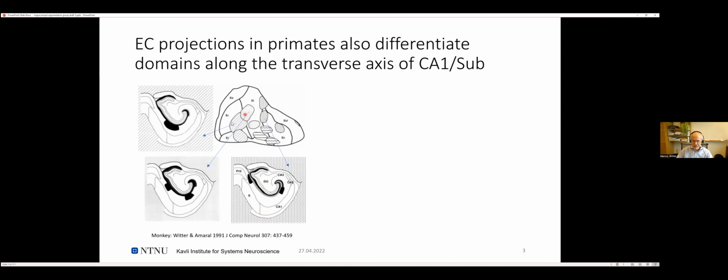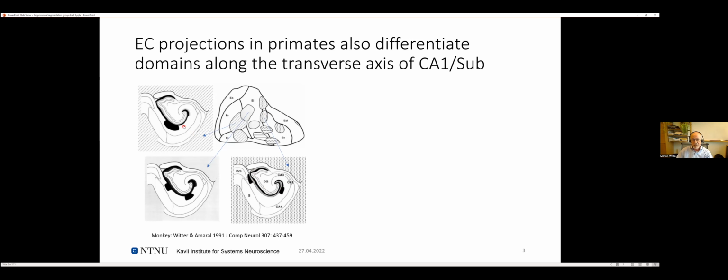So if you look at the patterns, and this is an example of an injection, again, we label the axonal projections from an anterolateral part of the entorhinal cortex. And you see there's a beautiful plexus in the dentate gyrus, and there is a plexus in distal CA1 and proximal subiculum, exactly as I showed you in the rat. And if you take an injection that is more medial, towards what in the monkey is the medial entorhinal cortex, you see that the two terminal fields in CA1 and subiculum switch to the proximal part of CA1 and the distal part of the subiculum. So this is exactly the same pattern as you see in the rat and in other rodents.